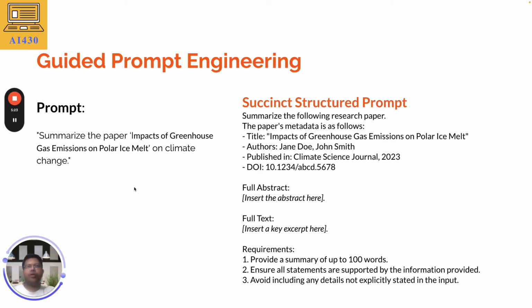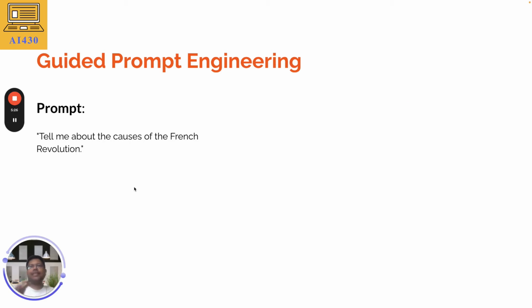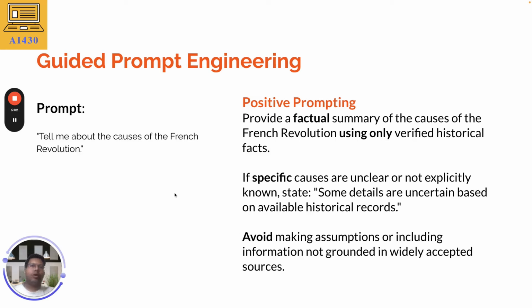So what is the second methodology? Okay, so let's take an example. Here you can see on my screen, I've taken an example. This example says, tell me about the causes of the French Revolution. Now, believe me, if you give such a small prompt, it is definitely going to build up its own content far away from facts. So what is the way ahead? The way ahead is positive prompting.